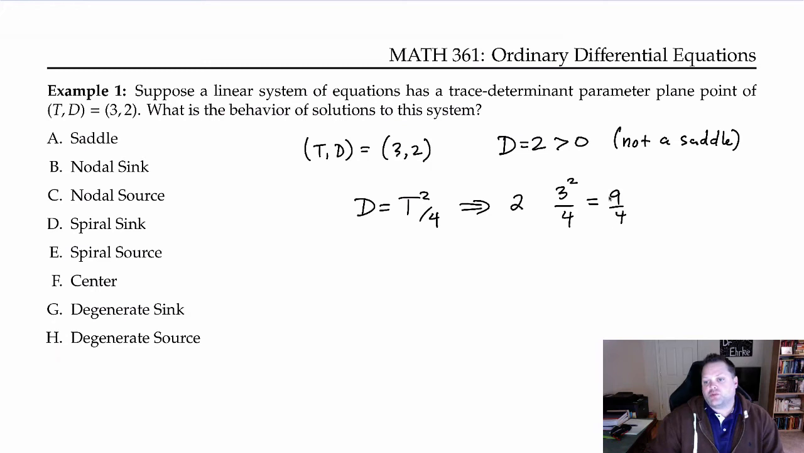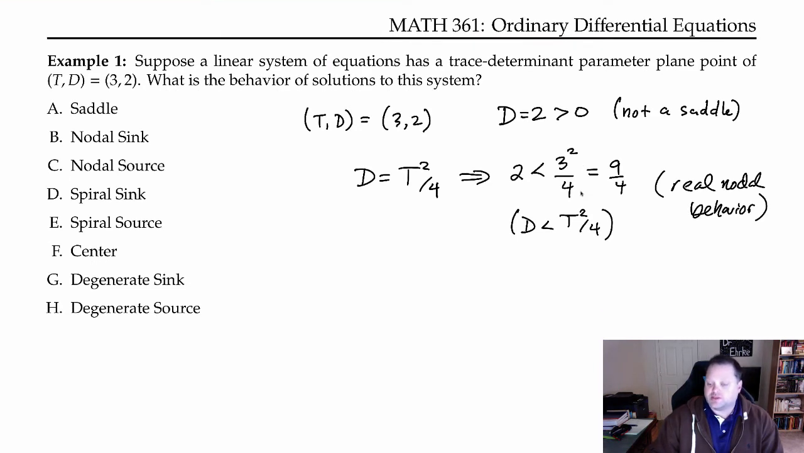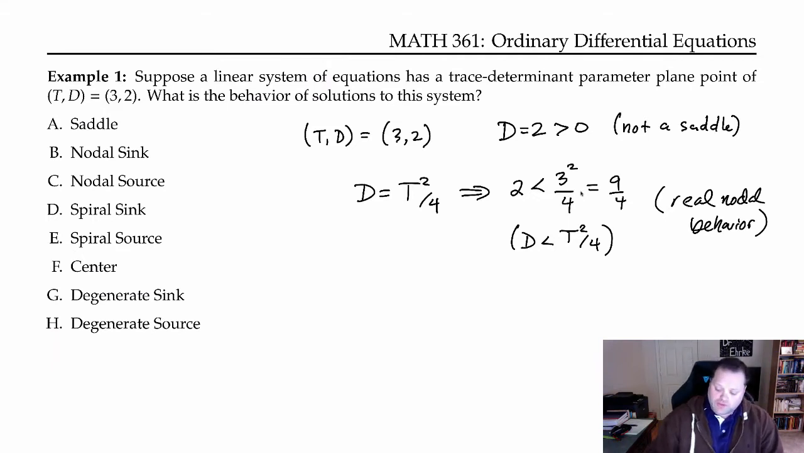So how does 2 compare to 9/4? Well, 9/4 is a little bit bigger. So in this case the determinant is less than t squared over 4. If our y value is lower than the critical parabola, then we must have real behavior. So this implies that we have a real nodal behavior. It's just a question of whether it is a nodal sink or a nodal source.